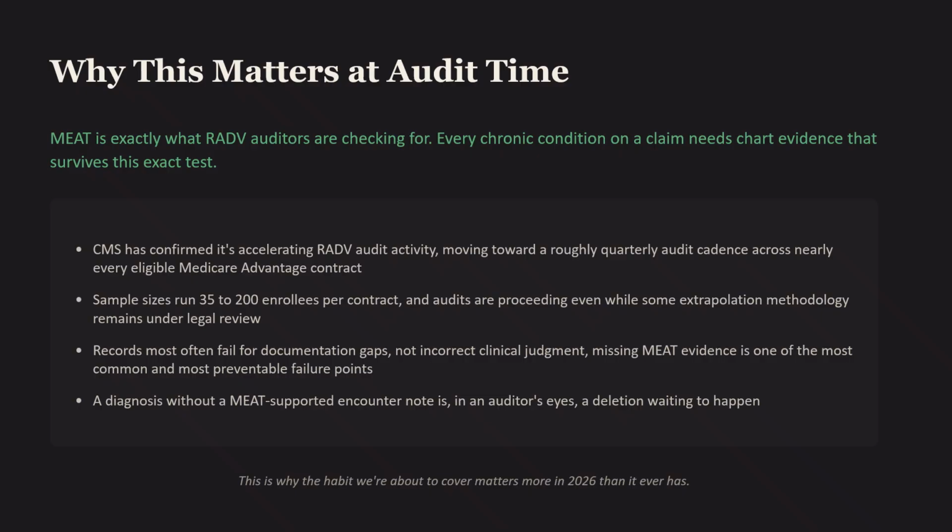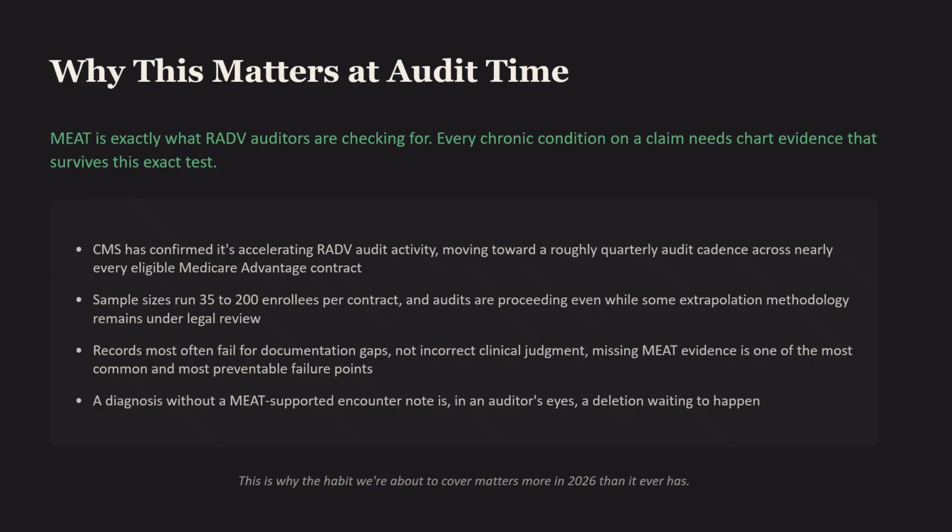And unfortunately, audit activity is not slowing down. CMS has actually confirmed that it's accelerating their RADV audits, moving towards a roughly quarterly audit cadence that touches nearly every eligible Medicare Advantage contract. So the sample sizes run anywhere from 35 to 200 enrollees per contract, and these audits are proceeding even while some of the extrapolation methodology is still working its way through the courts.